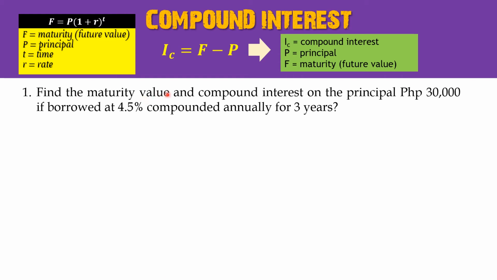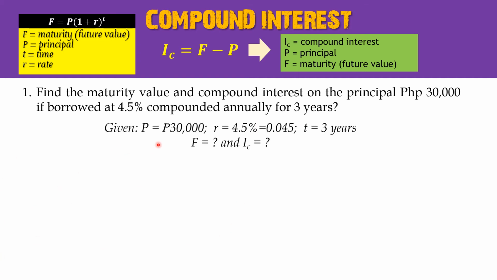Find the maturity value and compound interest on the principal 30,000 pesos if borrowed at 4.5%, compounded annually for 3 years. So, lagay natin ang given. So, the given are, the principal is 30,000 pesos. The rate is 4.5%. That is equal to 0.045. Time is 3 years. And the missing are the future or maturity value as well as the compound interest. Kasi yun ang hinahanap sa problem.